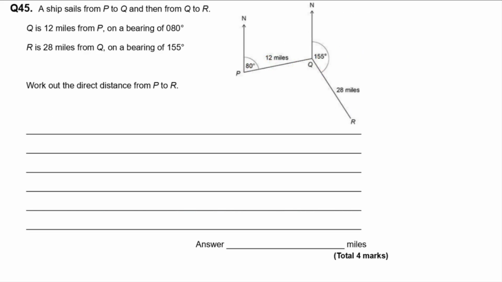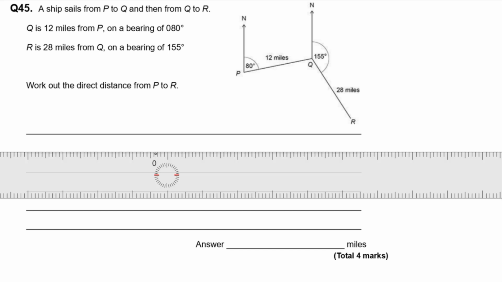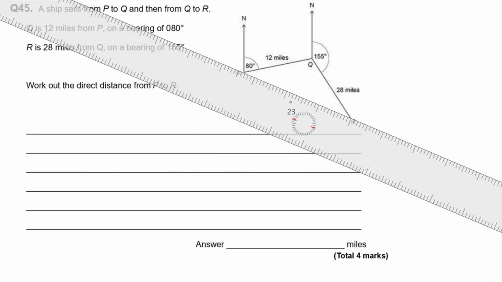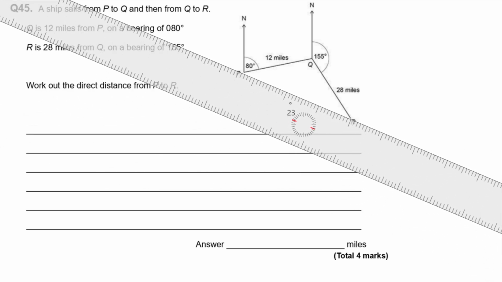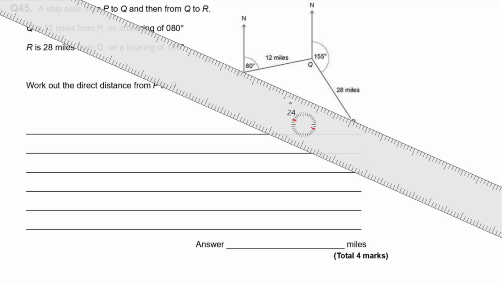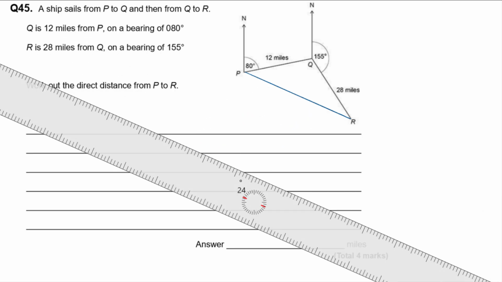Question 45. A ship sails from P to Q and then from Q to R. Q is 12 miles from P on a bearing of 80 degrees. R is 28 miles from Q on a bearing of 155 degrees. Work out the direct distance from P to R. Okay, so it may not look like it immediately, but this is another cosine rule question, because once I draw that little extra line in here, we're trying to find that length PR, aren't we? Which is the third side of a non-right angle triangle, of which we know the other 2 sides.